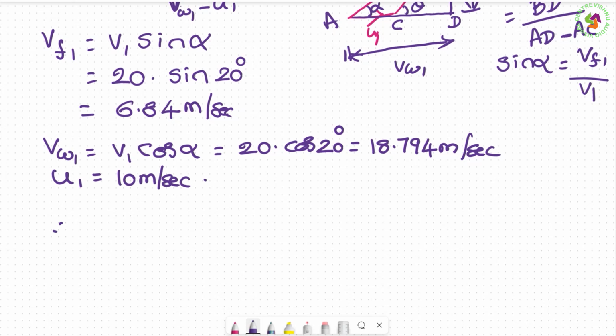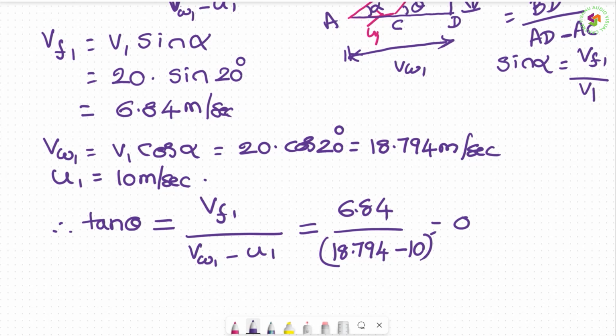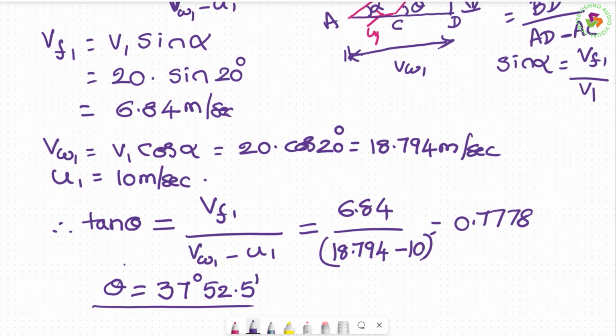So therefore, tan theta is equal to what I have written, VF1 divided by VW1 minus U1. So it is equal to VF1, which is 6.84, divided by 18.794 minus 10. If this comes to a conclusion, how much is it getting? 0.7778. So if you calculate theta, theta is equal to 37 degrees 52.5 minutes, right? This is the answer. So one answer is completed.